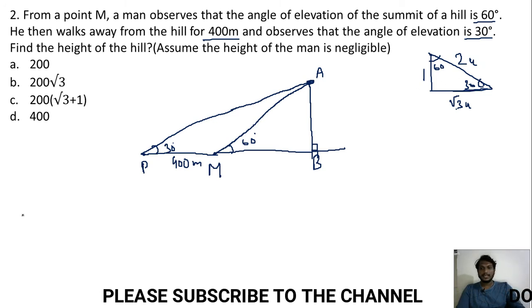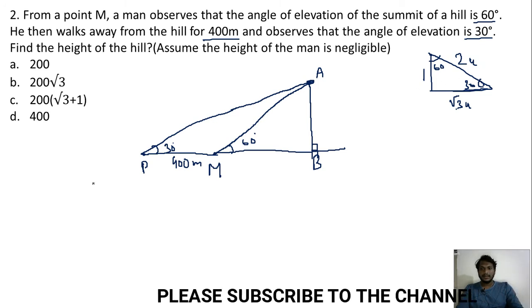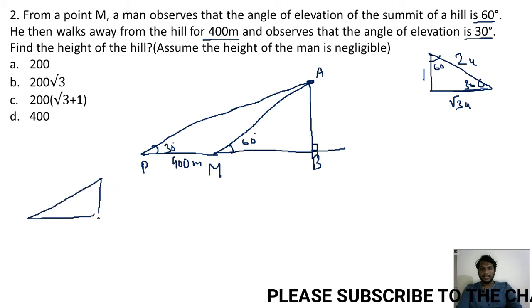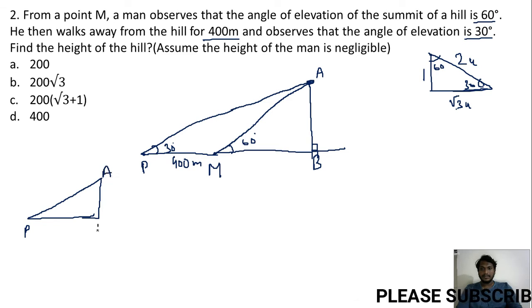Now let us consider the triangle PAB. This is P, this is A, and this is B. Here you have 30 degrees and this one will be 60 degrees. Then PB will be root 3 units and AB will be 1 unit.